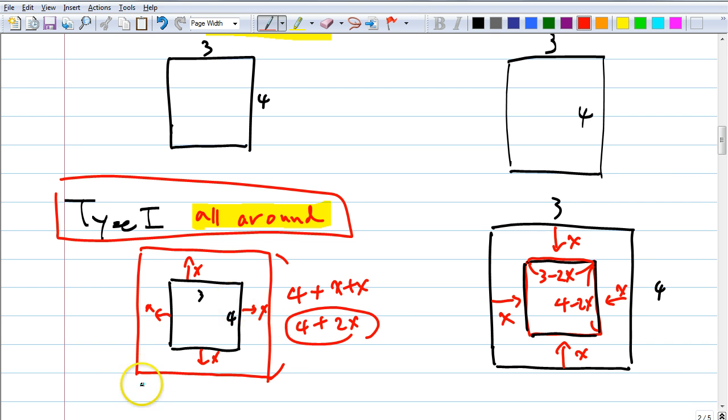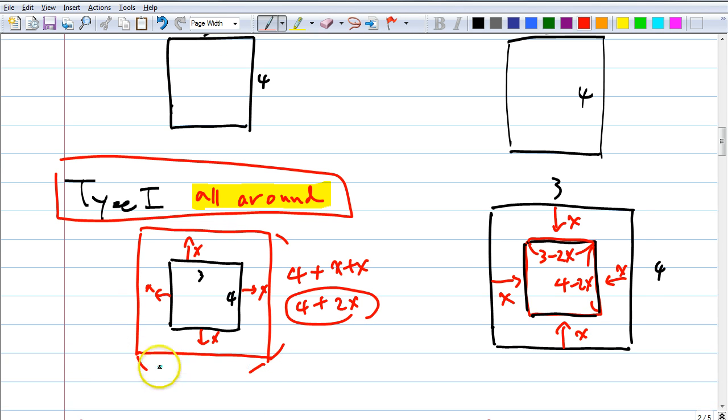Who could tell me the new width then? 3 plus x plus x, which is 3 plus 2x. Why is it 2 again? Again, it's all around, so there are 2 x's all around it. That's all I'm saying. Nothing hard. So is that okay? All right.